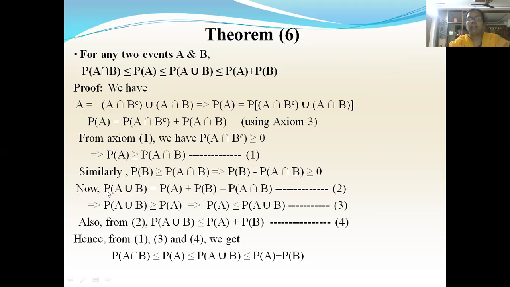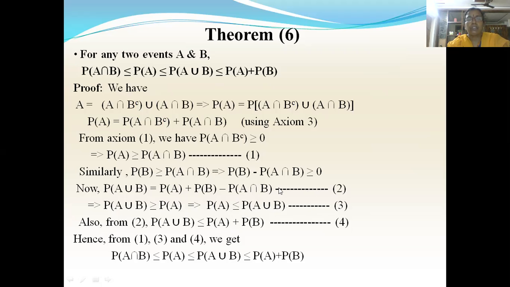Now we know the addition theorem for two events: P of A union B is equal to P of A plus P of B minus P of A intersection B. This is the second equation. So it implies P of A union B, because P of B minus P of A intersection B is greater than or equal to 0, is greater than or equal to P of A, or P of A is less than or equal to P of A union B. This is equation 3.